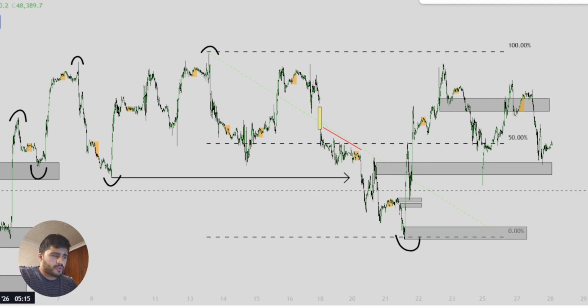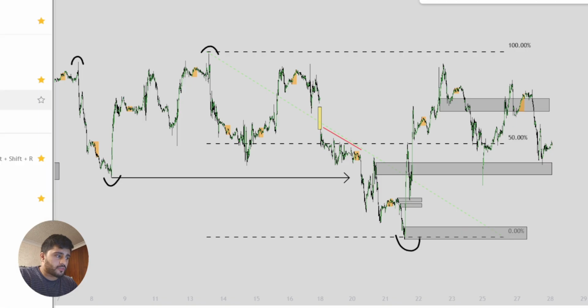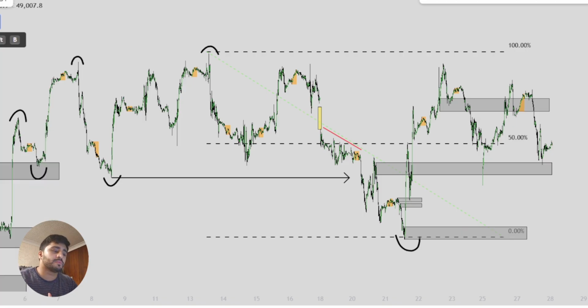The four-pillar approach is a very simple framework that I use that allows me to identify my daily bias. Before the New York or the US session even begins, or if you're in the London session, you want to have an exact framework which tells you the daily bias. And this is how I find my daily bias.